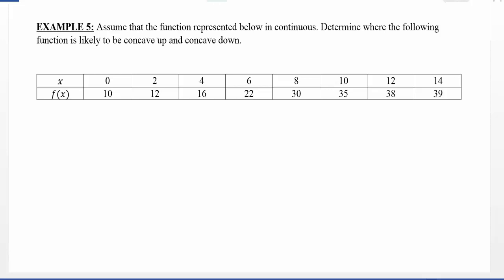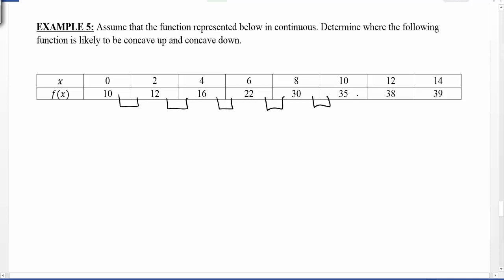So for example 5, we're going to do just that. Assume that the function represented below is continuous. Determine where the following function is likely to be concave up and concave down. So here, we're going to have to rely on the average rates of change to help us determine where we think a good place for this to be concave up and concave down will be. So what we want to do is find the average rates of change between the points for the entire table.